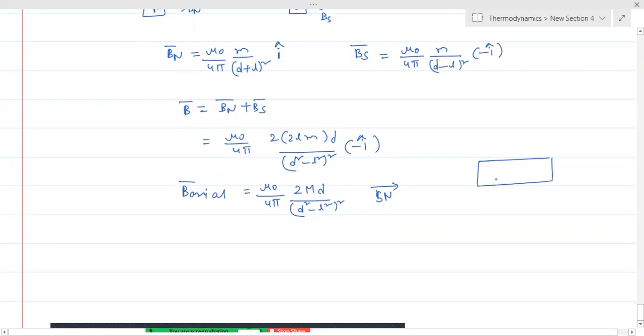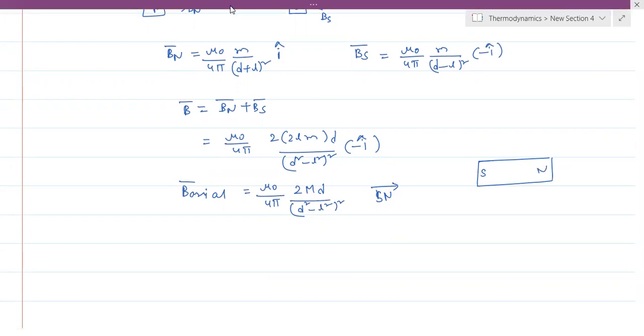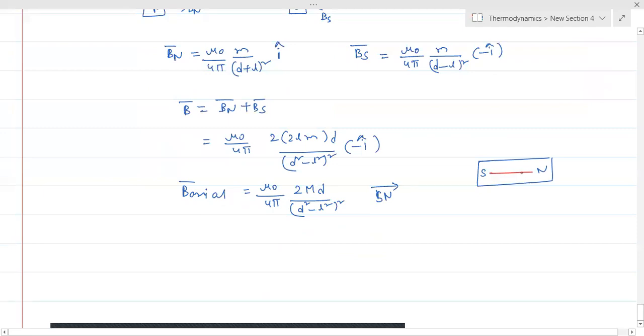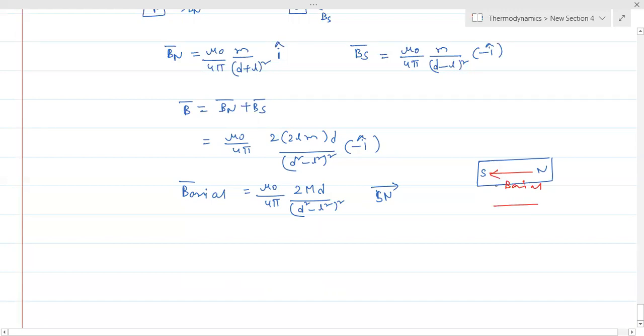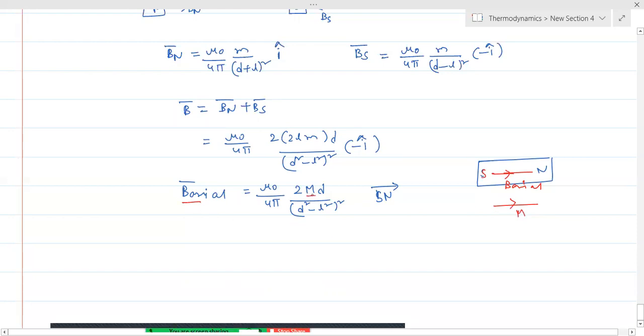Again, for your convenience, let us take this as the south pole and this as the north pole. Then we take the B axial direction from south to north. That is the reason why we take the magnetic moment in the same direction. You can see B bar is a vector and M bar is a vector, so both should have the same direction.